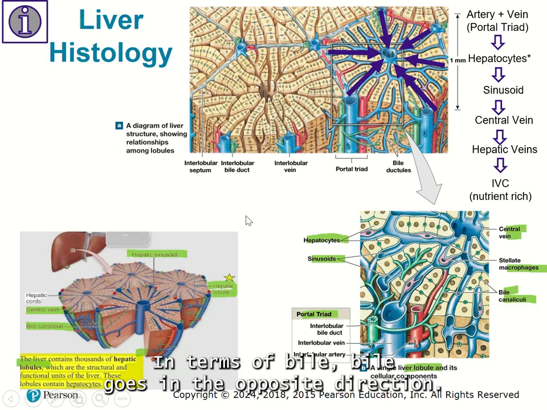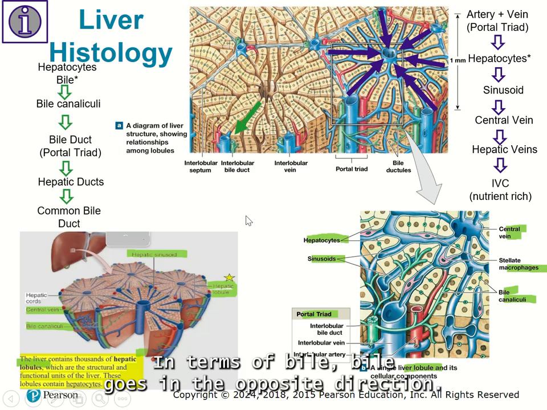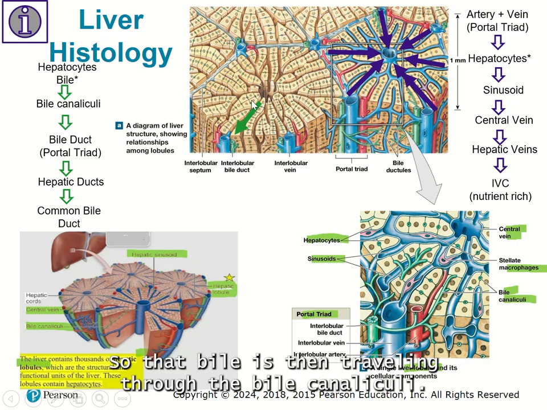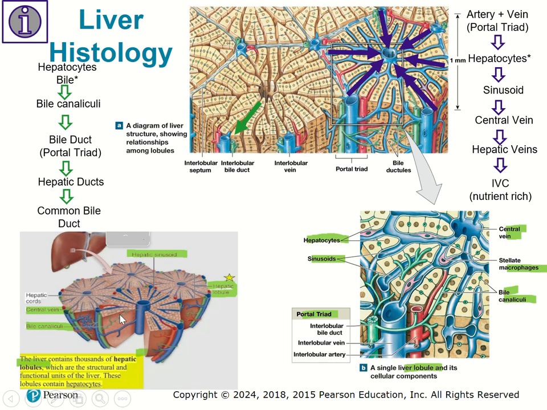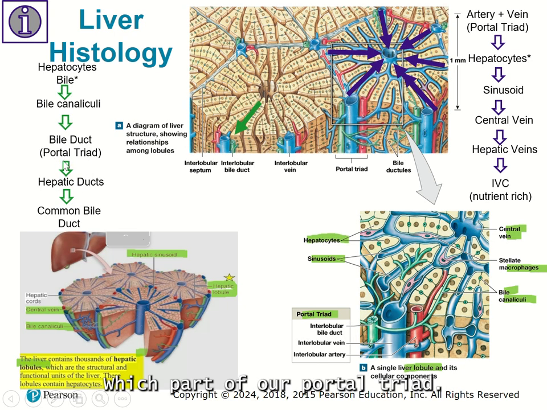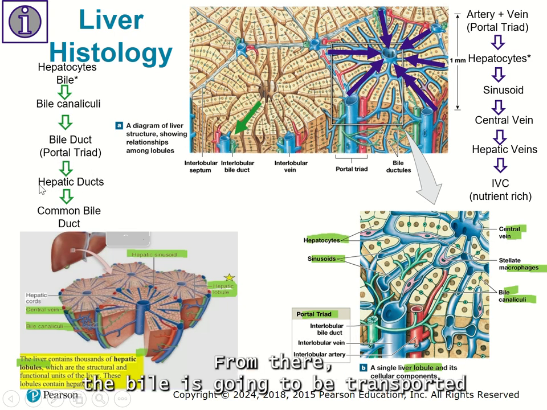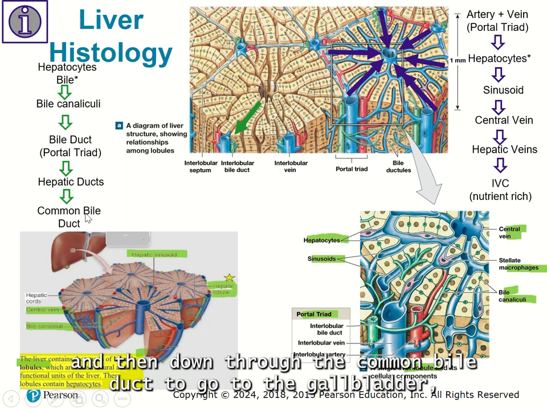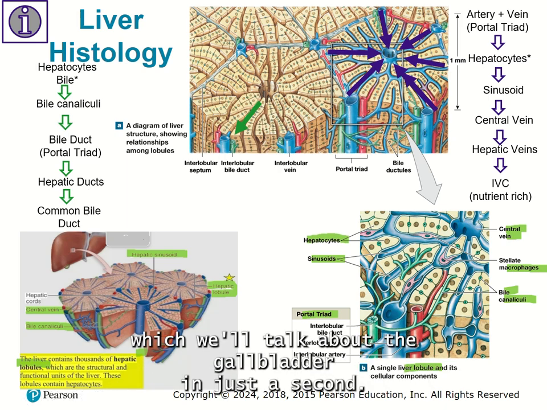In terms of bile, bile goes in the opposite direction. So when we look at the hepatocytes, the individual cells are making that bile. So that bile is then traveling through the bile canaliculi, and that bile canaliculi is going to meet up with the bile duct, which is part of our portal triad. From there, the bile is going to be transported through hepatic ducts to go out of the liver, and then down through the common bile duct to go to the gallbladder, which we will talk about in just a second.